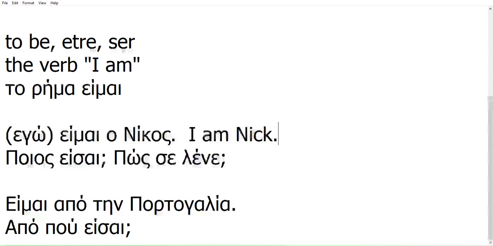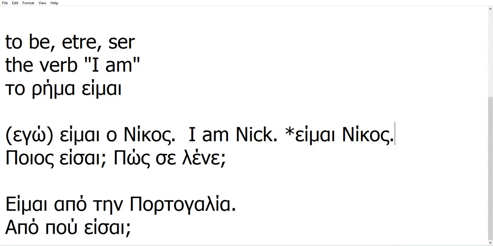Είμαι ο Νίκος. I also put εγώ here to make it clear the subject is εγώ. Yeah? This is the subject of the phrase. And ο Nikos is my name, but notice here we don't say in Greek, let me write this to be perfectly clear, we don't say in Greek είμαι Nikos. That would be a mistake. It would be confusing for a Greek to hear this.